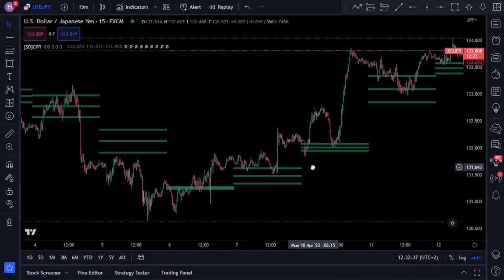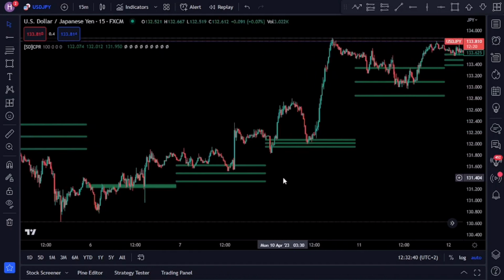If you notice that the CPR is narrow, keep in mind that the market might be trending that day. Since the CPR is narrow, you should also be prepared for the price to break through the CPR, since it will offer less support or resistance.